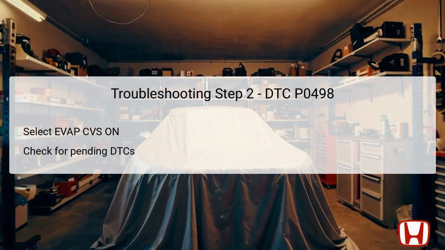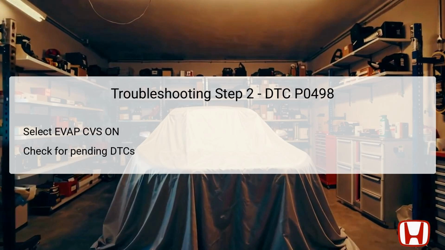In this step, you'll confirm whether the issue with the EVAP system is persistent. Using the HDS, select the EVAP CVS Canister Vent Shut On in the inspection menu. This function actively engages the vent shut valve, allowing you to monitor its response. After activating this, again, check for any pending or confirmed DTCs.